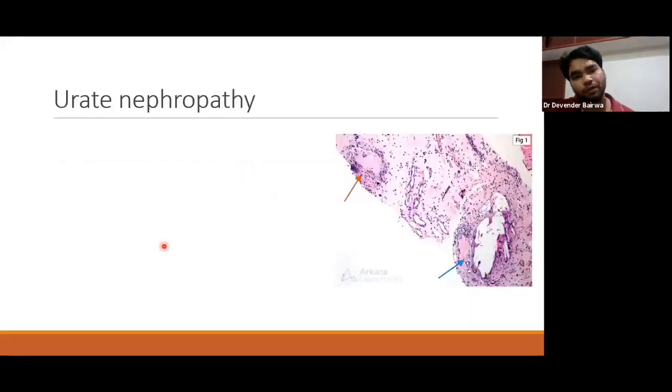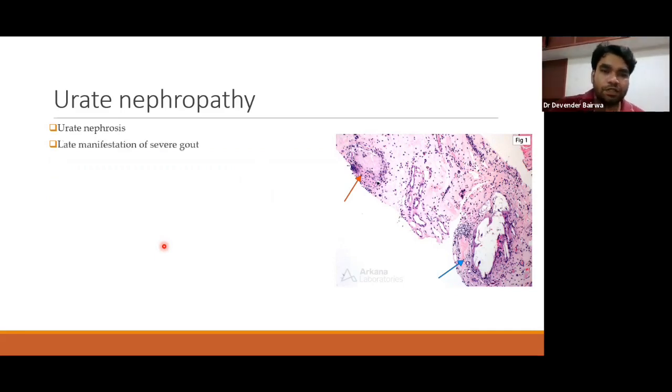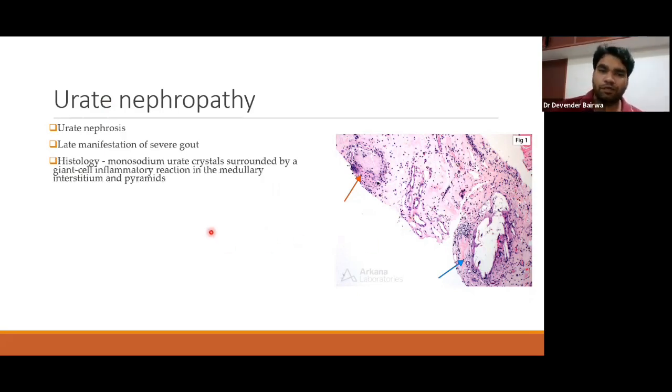Then another problem is urate nephropathy. This condition actually develops after many years, let's say 10 to 20 years after hyperuricemia, and it is also known as urate nephrosis. There is accumulation of monosodium urate in the interstitium and around the tubules in the tissue of the kidney. So this is generally a late manifestation of severe gout. If you see in histology, you will see these crystals deposited and surrounded by a giant cell inflammatory reaction in the medullary interstitium and pyramids.